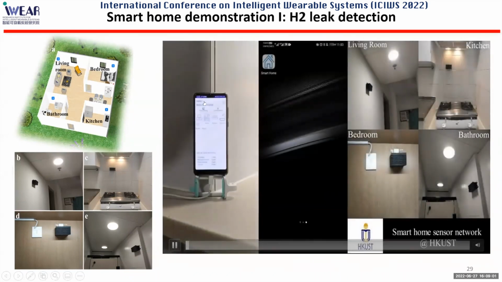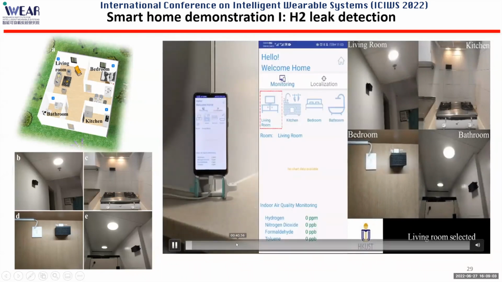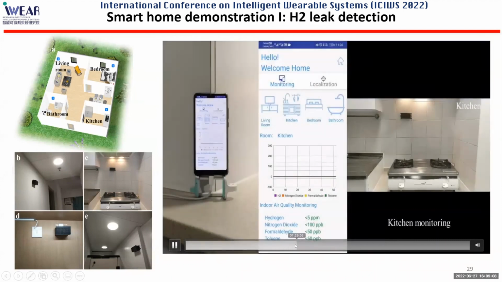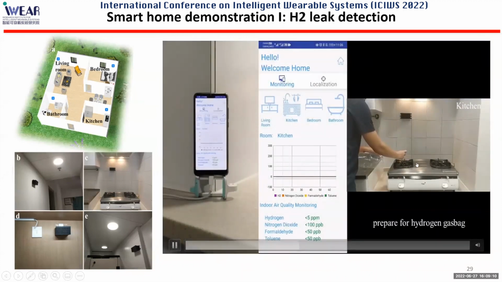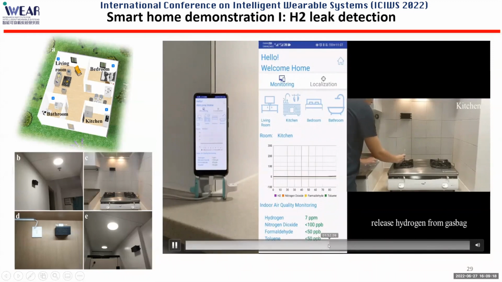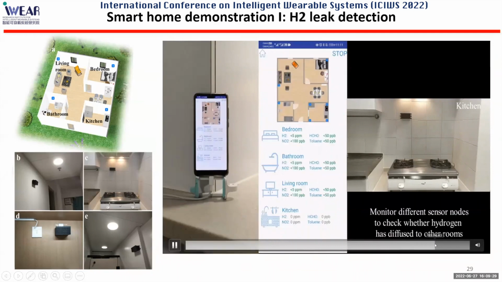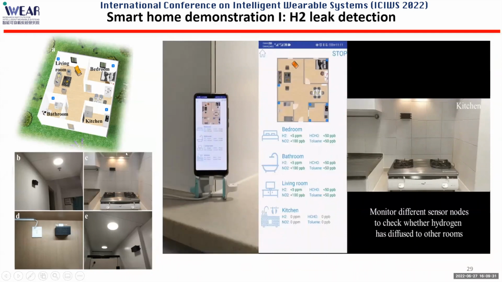All 4 sensors connect with a cell phone app. Maybe I'll just go fast. This is the real sensor on top of the stove, and my student was releasing a little bit of hydrogen, 5% hydrogen, over here, and then some response was caught by the sensor. And all the other sensors in the other rooms have no response. So I just give you an idea.